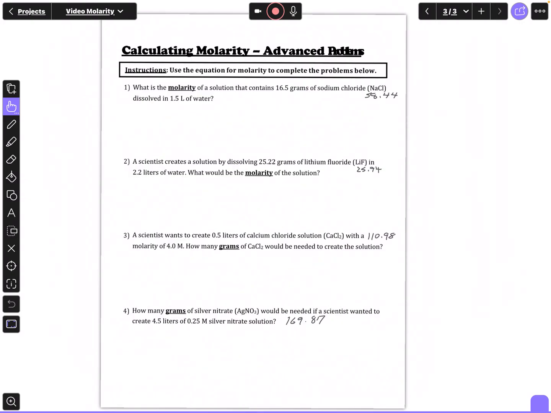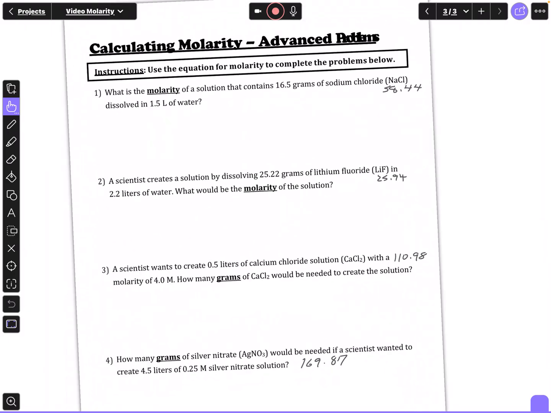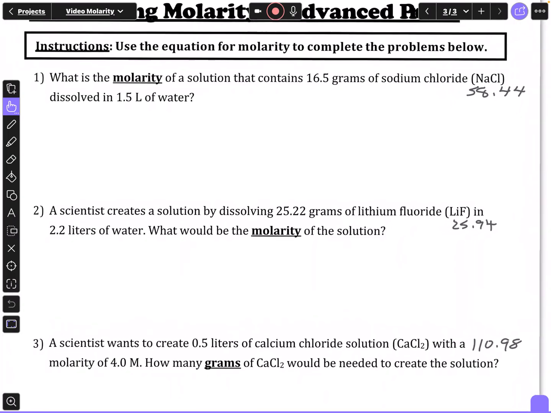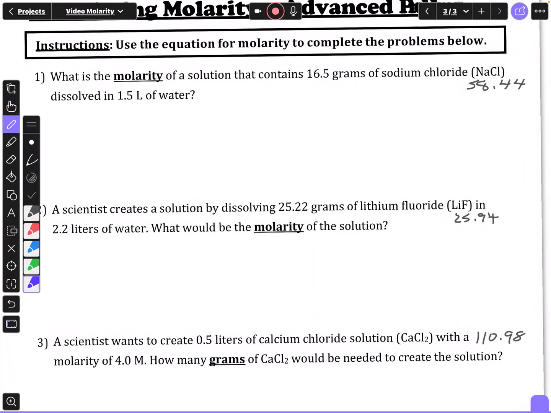So if we look at some other examples, and these are advanced problems right here. You can use the equation for molarity to complete the problems below. Now, it asks me in the first one, what is the molarity? So that is my unknown, so it's asking me to solve for, of a solution that contains 16.5 grams of sodium chloride dissolved in 1.5 liters of water.